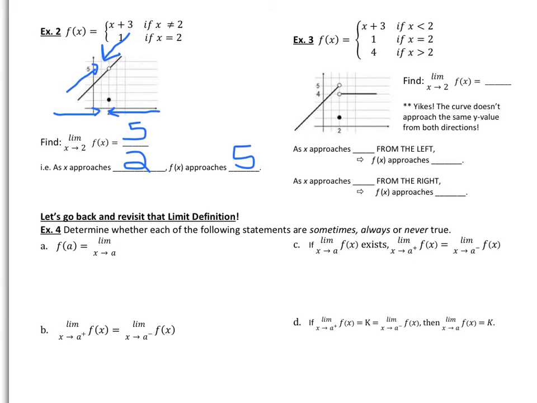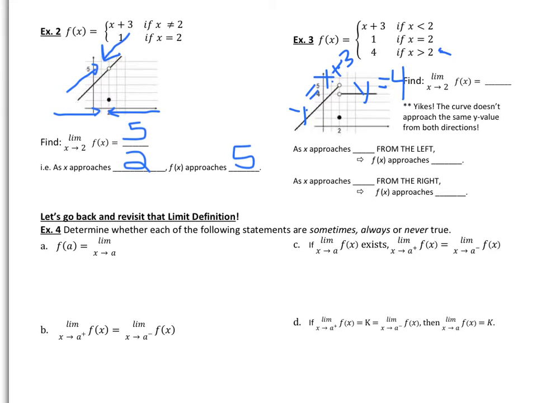When we take a look at the next example, we've got now a piecewise function that is in 3 different pieces: x less than 2, x greater than 2, and x is equal to 2. What this means is that when x is less than 2, we're going to graph y equals x plus 3. So that's this line over here, y equals x plus 3. And when x is greater than 2, this line, we are going to graph y equals 4.